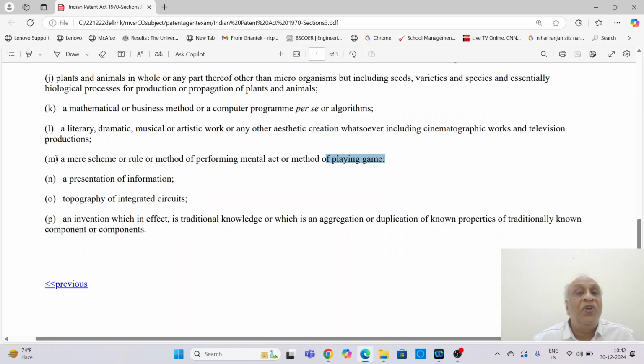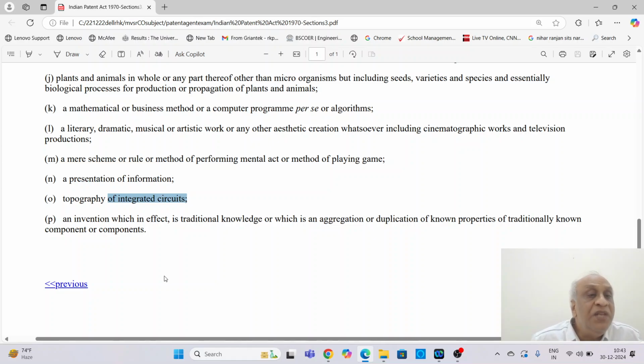That is 3M. So 3N is presentation of information, this cannot be patented. 3O is topography of integrated circuits, because in India for integrated circuits there is a separate division, for semiconductor devices and integrated circuits. There is a separate division where they can be protected instead of patenting them.